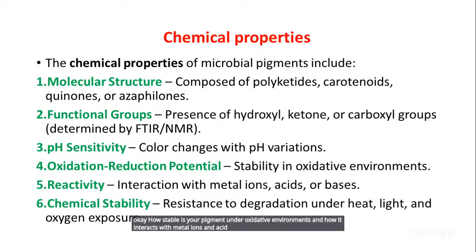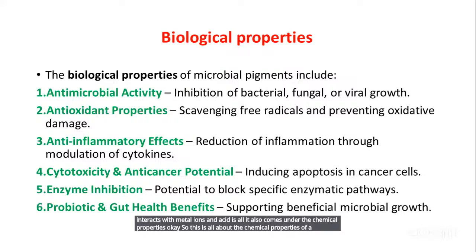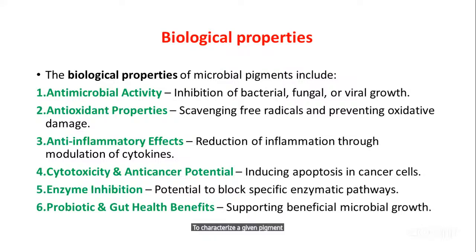It also comes under the chemical properties. So this is all about the chemical properties of a given pigment. Now, the next property to characterize a given pigment is the biological property.